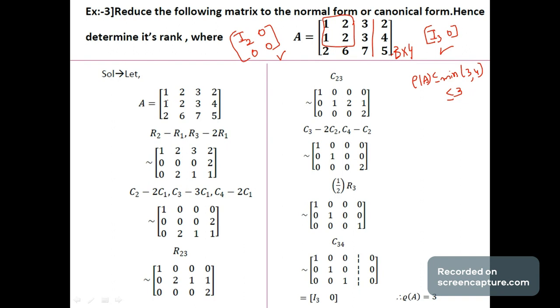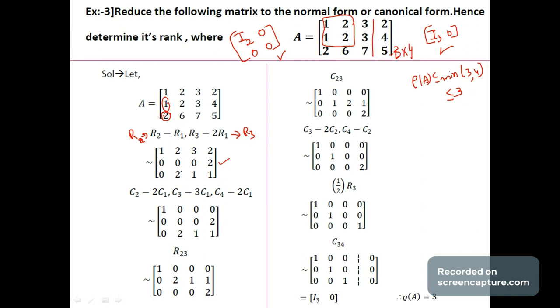So to make this element as 0, this element as 0. So this is the R2 row, this is the R3 row. So R2 tends to R2 minus R1: 1 minus 1, 0, 2 minus 2, 0, 3 minus 3, 0, 4 minus 2, 2. Next, R3 tends to R3 minus 2R1, that is located in R3. So 1, 2 minus 2 into 1, 0.